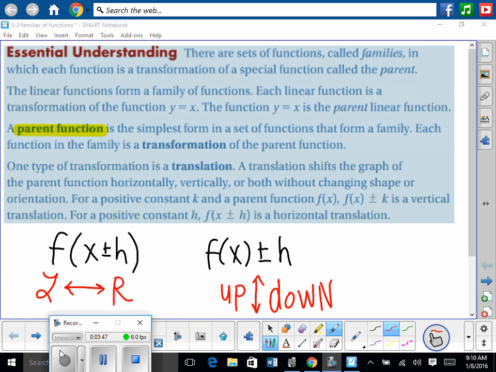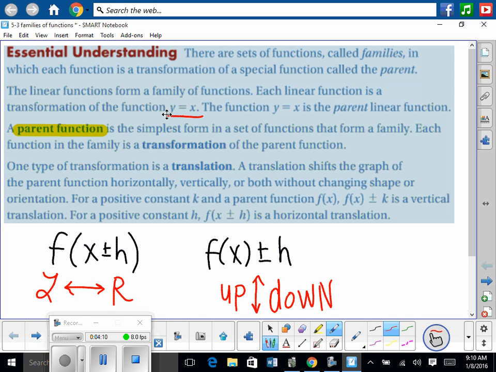So today we're going to be, for the most part, dealing with linear functions. Linear functions are a form of a family of functions. So each linear function is a transformation from the function y equals x. So we are dealing with lines today. We know that lines have the form y equals mx plus b. But the parent function of a line means the non-shifted, most basic function. That would be y equals x.